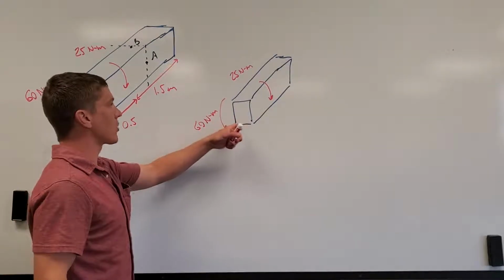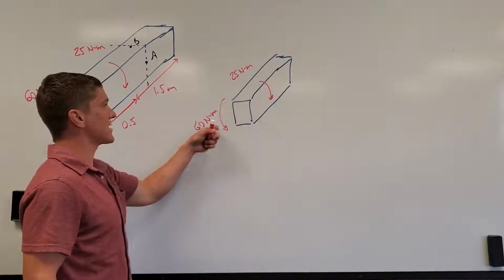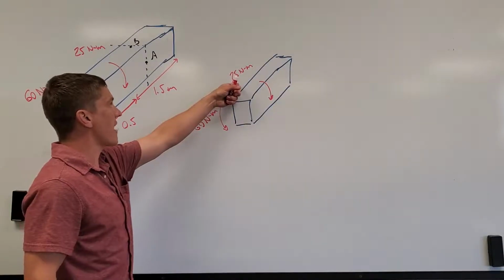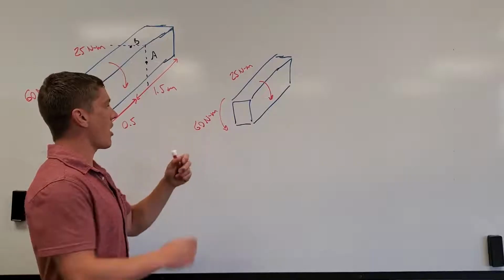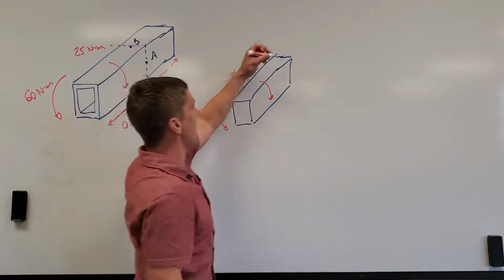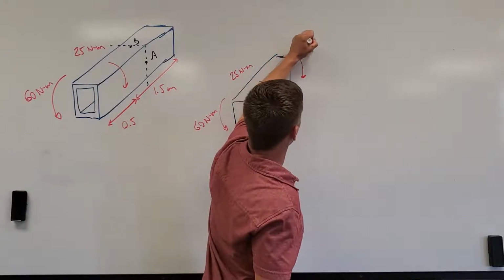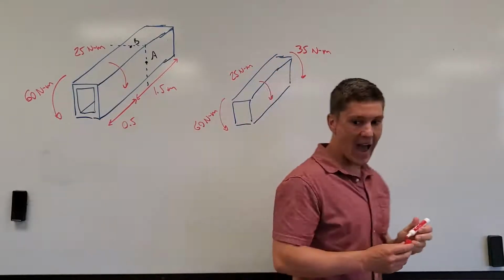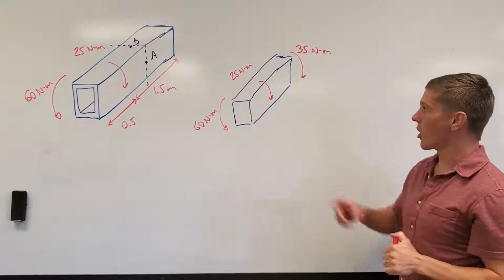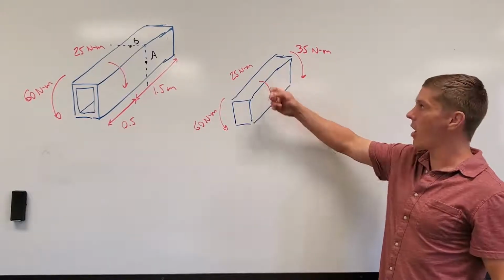So I know in order to be in equilibrium, I have to oppose the rest of this 60. So I have 25 already, but I have a 60 going counterclockwise, so I must have a clockwise torque of 35 Newton meters here at my cut in order to provide for equilibrium of this shaft.